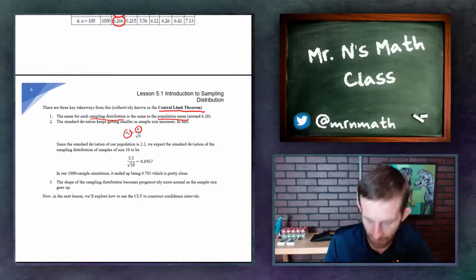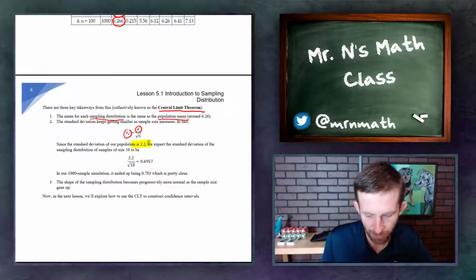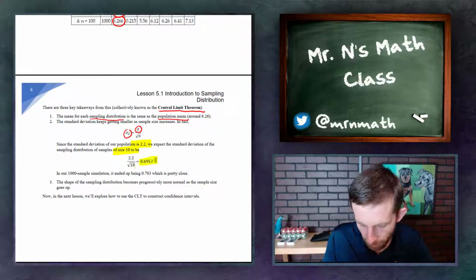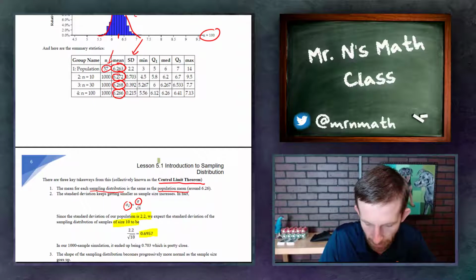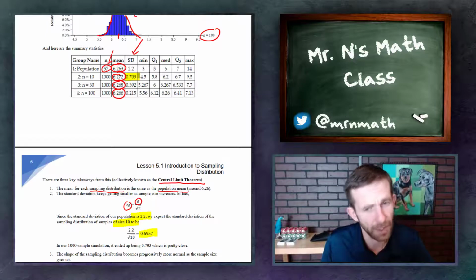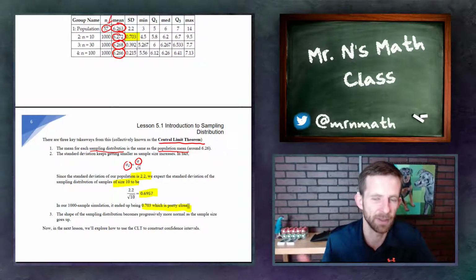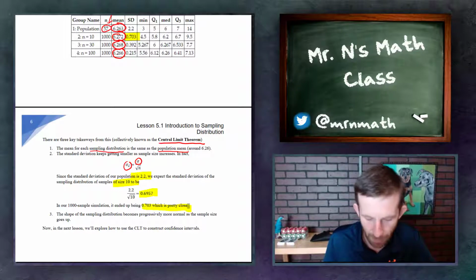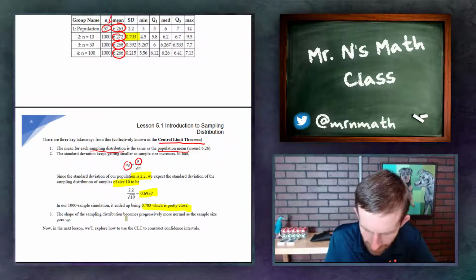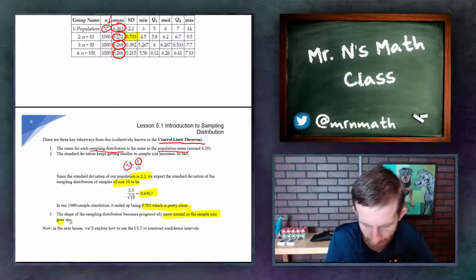We know that our population has a standard deviation of 2.2. So we expect the standard deviation of the sampling distribution of samples of size 10 to be 2.2 divided by the square root of 10, which is 0.697. In our actual simulation, we got 0.703, which is really close. Of course, it's not going to be perfect, because a simulation involves randomness. Now, the shape of a sampling distribution gets increasingly more normal as the sample size goes up.